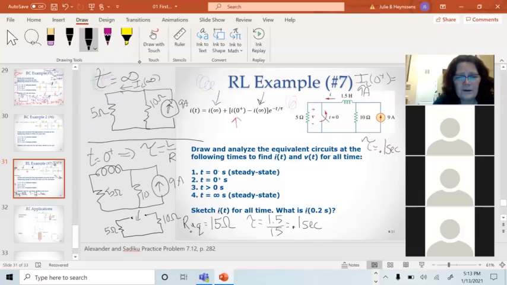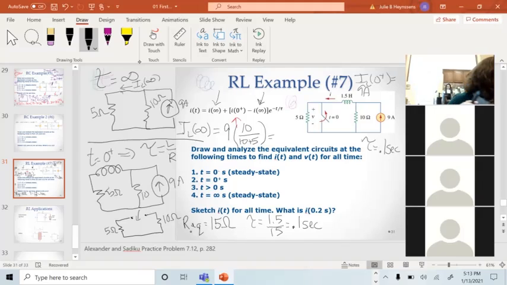Okay, so we want to find IL of infinity. Current divider rule says it's the input current times the opposite resistor from the one I want the current through. So the 10 ohm goes on the top over the sum of the two, 10 plus 5, and I'm on number 7, so I don't have to do the math. I have it written down. That comes out to be 6 amps.